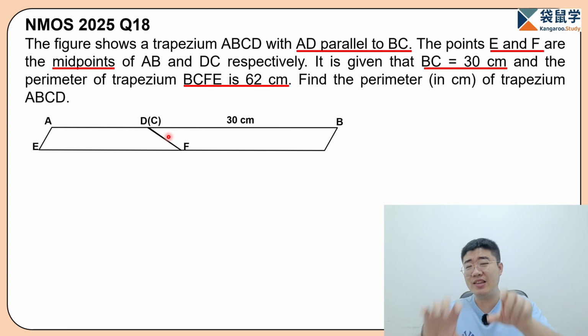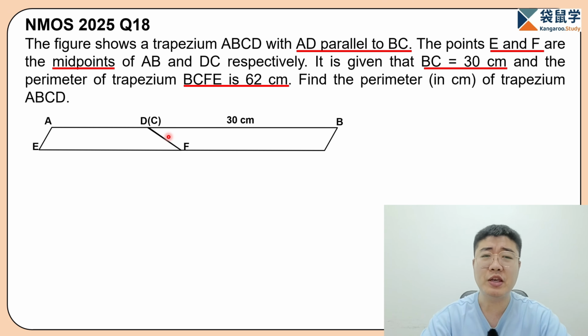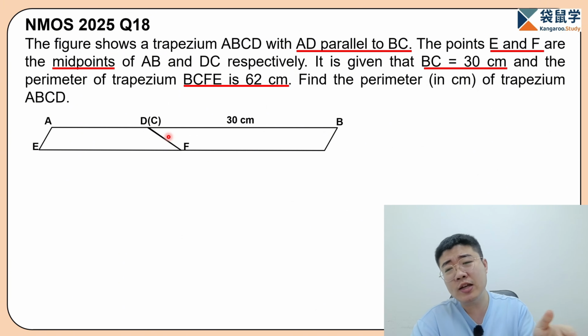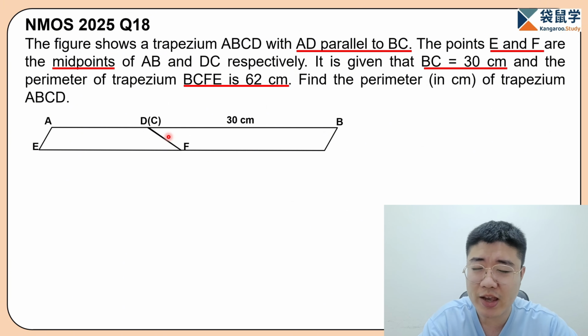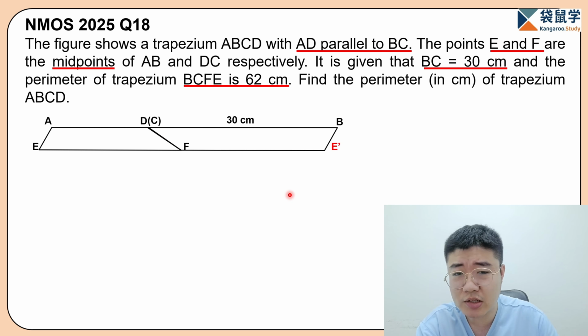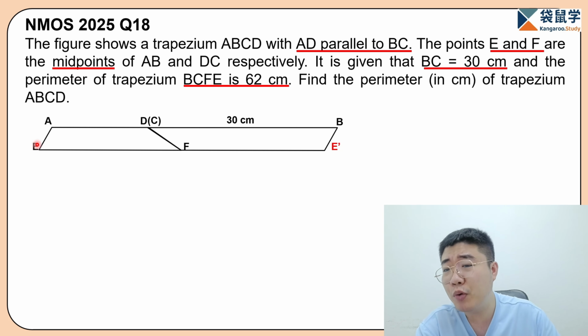Now, after we have rotated this shape, what type of figure are we looking at? We are going to notice that now this figure becomes a parallelogram. So after knowing that this is a parallelogram, what can we get? We can see that this part, BC, is 30 cm.